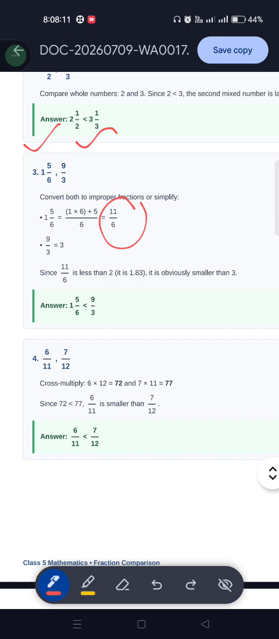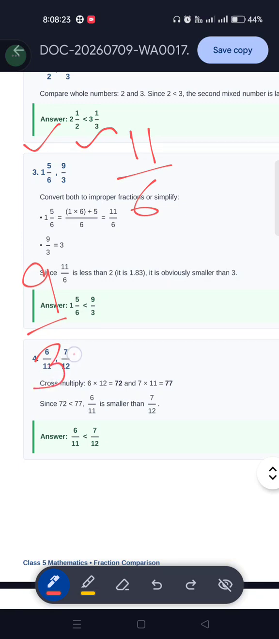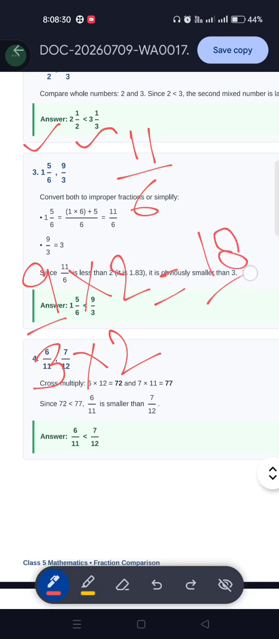You need to make the denominator the same. So how will you make the denominator the same? One fraction is already 11 upon 6 and the second one is 9 upon 3. So you can make the denominator the same this way: 9 times 2 is 18 and 3 times 2 is 6. Now you can see 11 upon 6 and 18 upon 6. These two fractions now have the same denominator, which is 6. Here we have made the denominator the same.